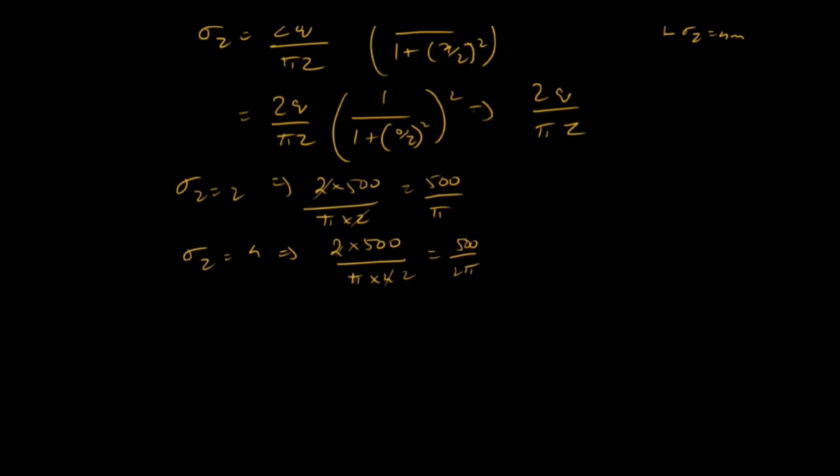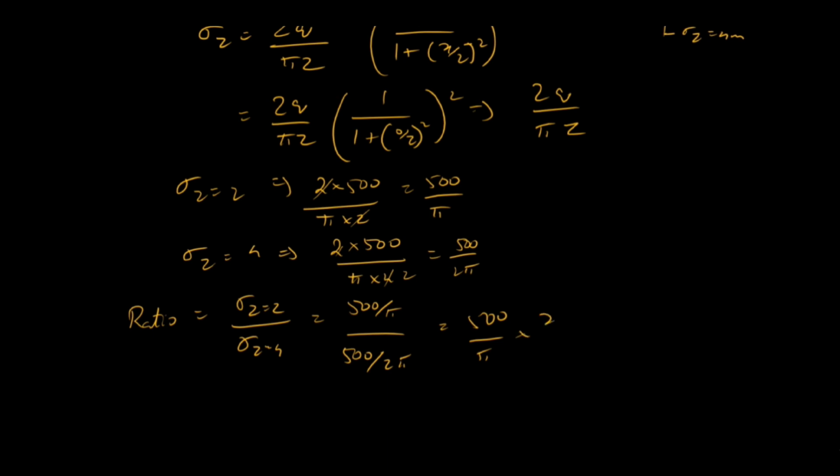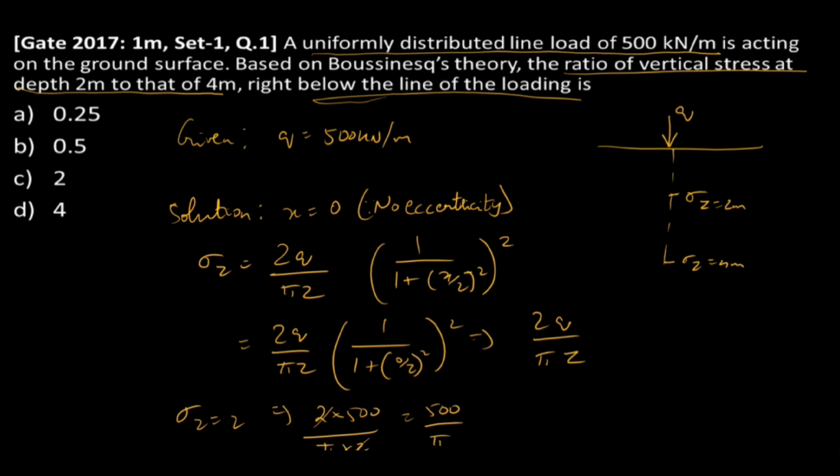Now they asked us to find out the ratio of vertical stress with respect to 2 meter and 4 meter. Therefore, ratio which is equal to z is equal to 2 by z equal to 4, 500 by pi by 500 by 2 pi, 500 by pi into 2 pi by 500, which gives you 2:1. Therefore, option C is the right answer.